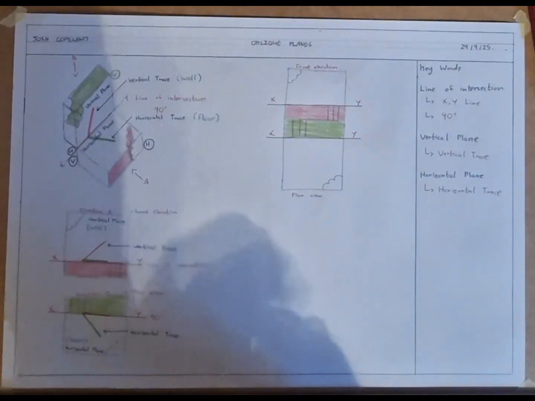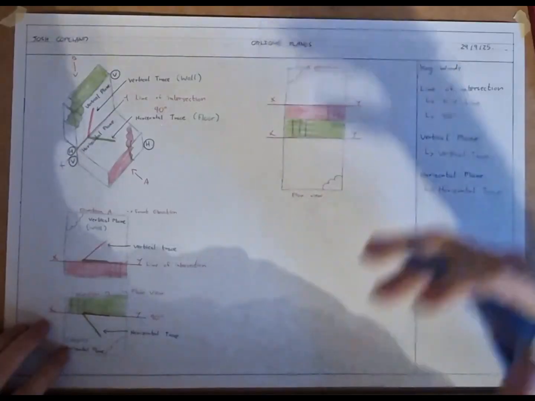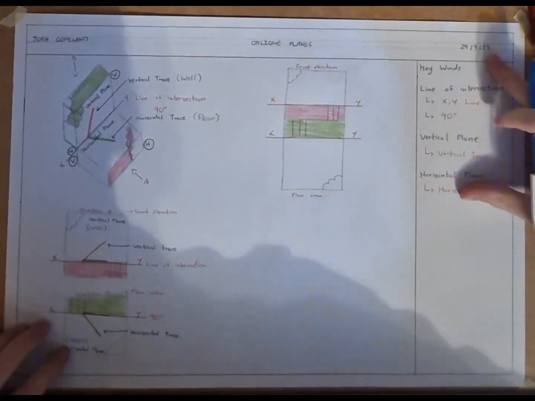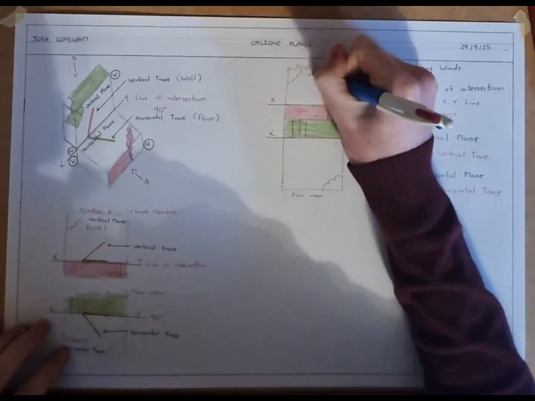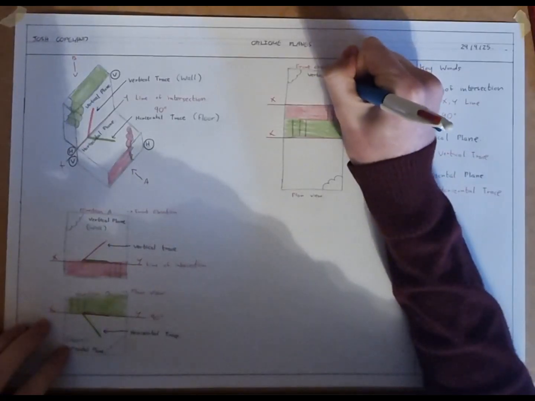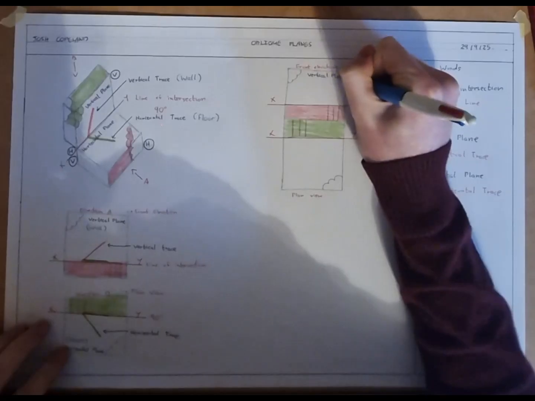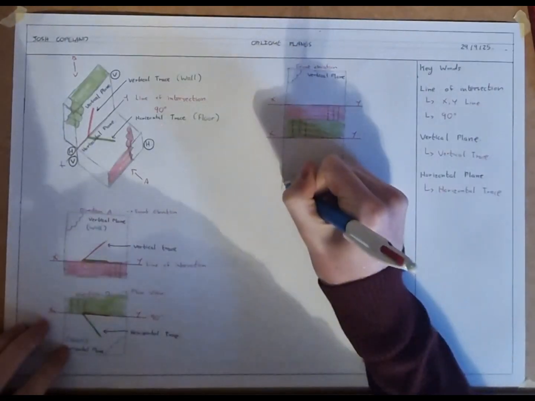Now, again for consistency, and to reiterate the key points that we've listed over here, we're going to pop in our keywords here. So here is our vertical plane. Then down here we have our horizontal plane.